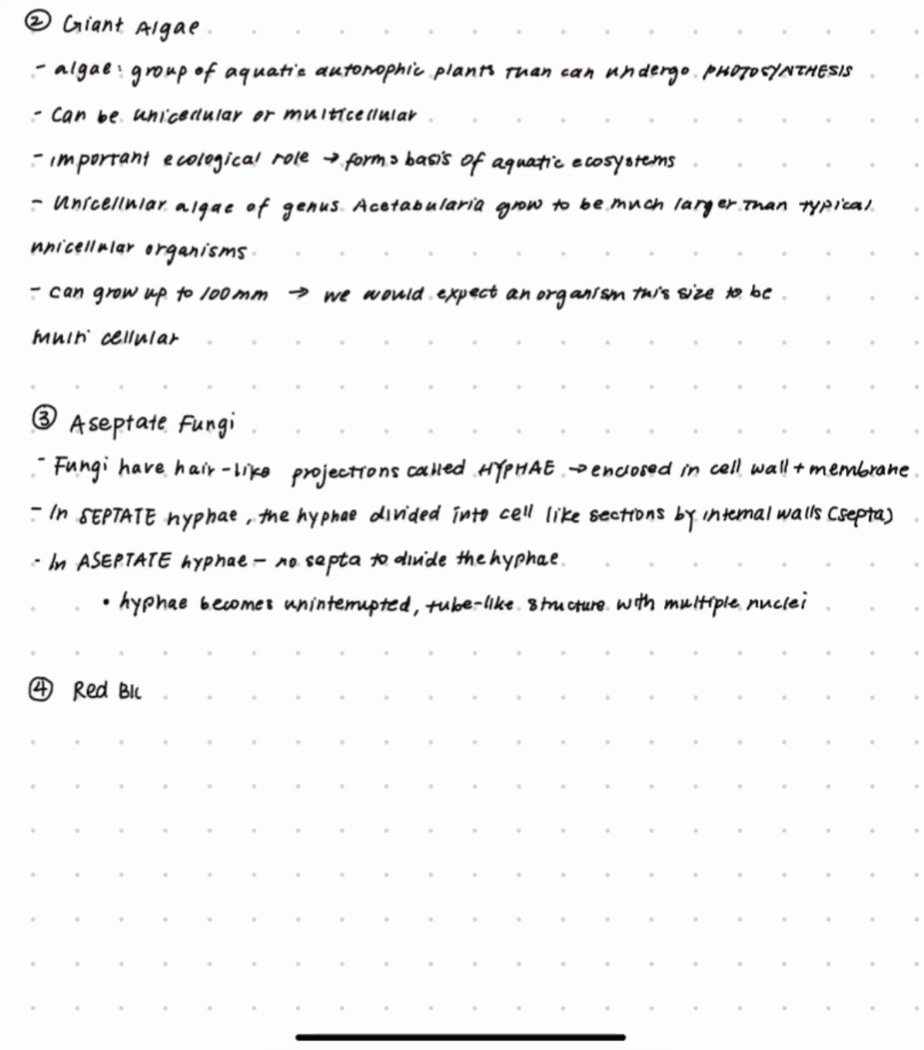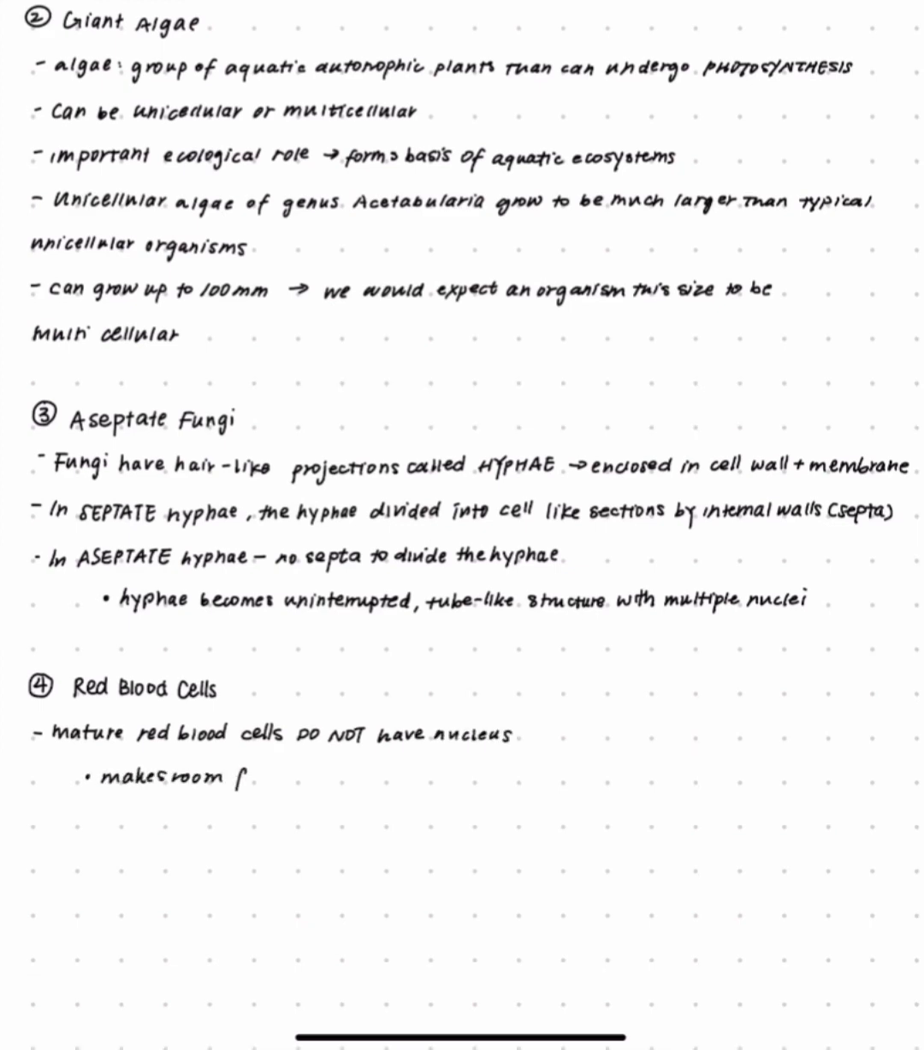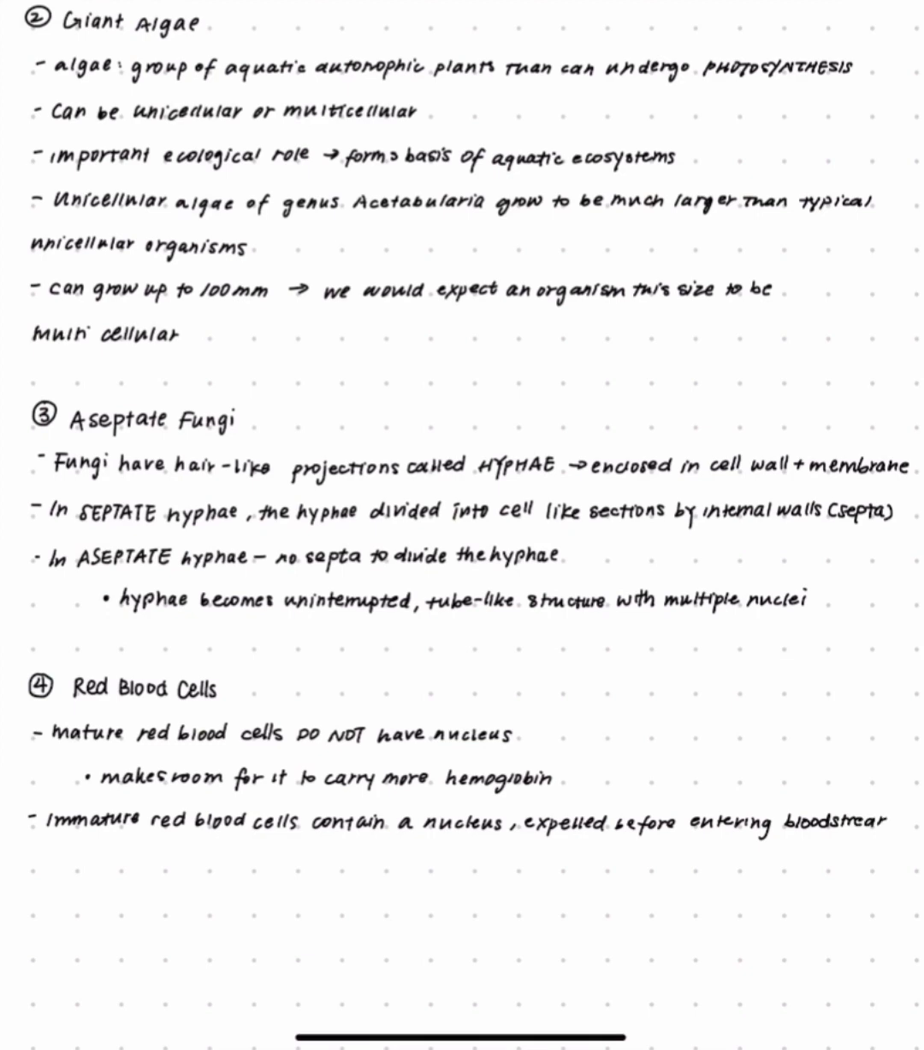The final example I'll be going over is red blood cells. Unlike typical animal cells, mature red blood cells do not have a nucleus. This makes room for them to carry more hemoglobin so that more oxygen can be carried in the bloodstream, making it more efficient. Now initially, the bone marrow produces immature red blood cells with a nucleus, but before entering the bloodstream, they expel their nucleus.